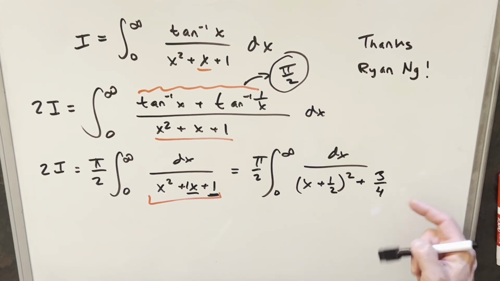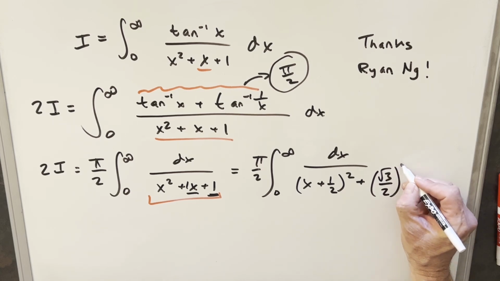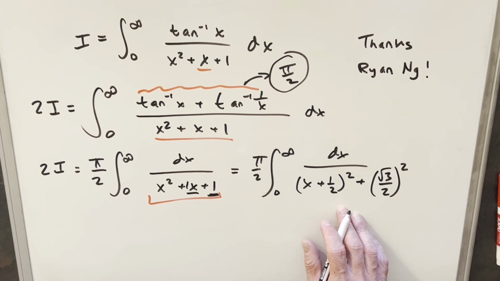But in order to set this up, I'm actually going to rewrite my 3/4. I'm just going to write this as square root of 3 over 2 squared. Just notice that if you square that, that's just the same thing as 3 over 4. And what I'm doing here is getting this integral in the form of arctan. Let's just look at that formula really quick.